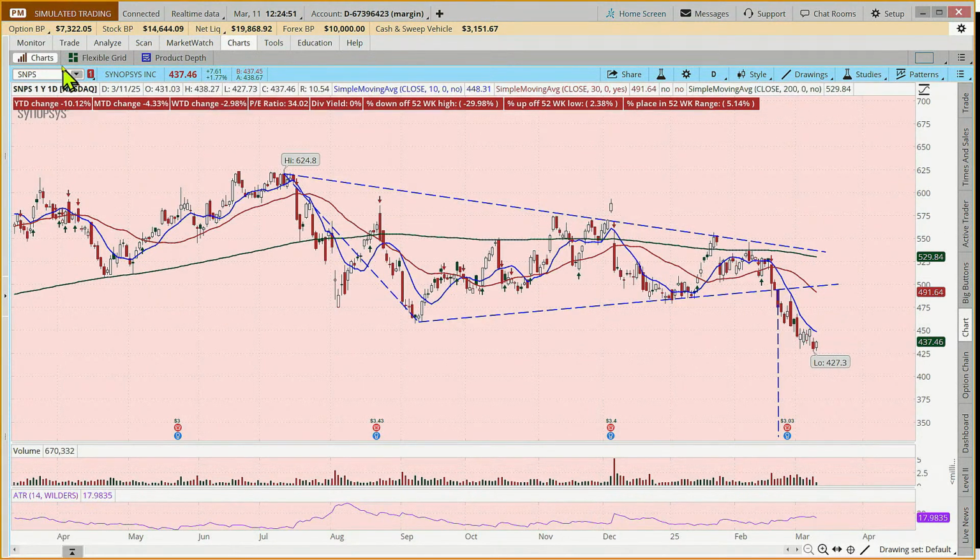Okay. So there's Synopsys. How about Charter?